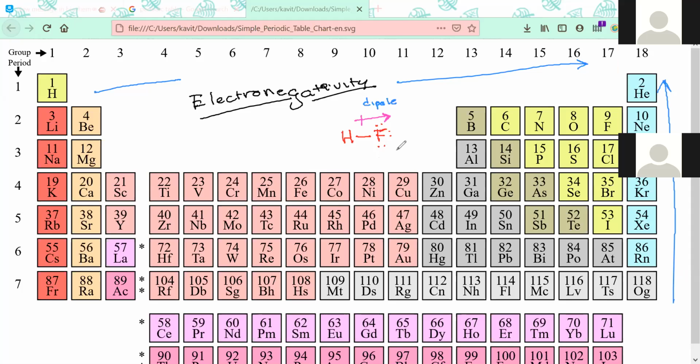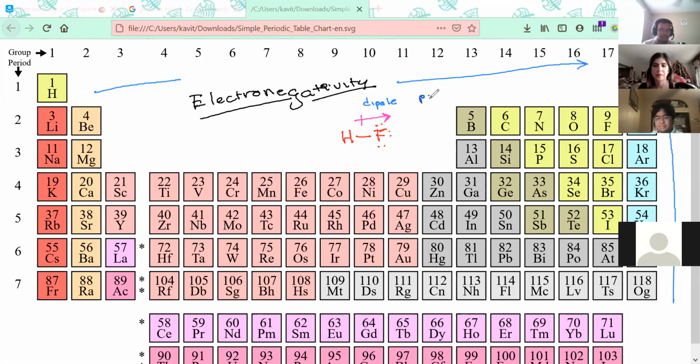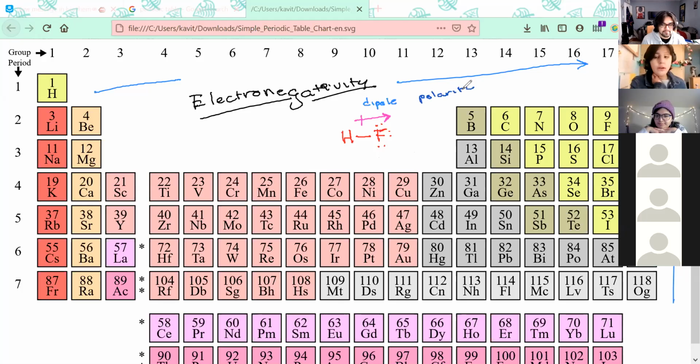So it's talking about the polarity of a compound. It makes the bond polar, right? It can be what determines whether a compound is polar or not. So what does that polarity mean? What does it mean for fluorine if it's pulling the electrons closer to itself?